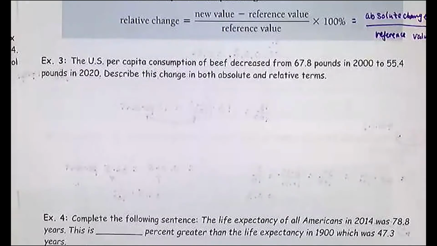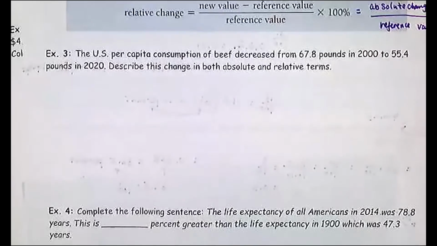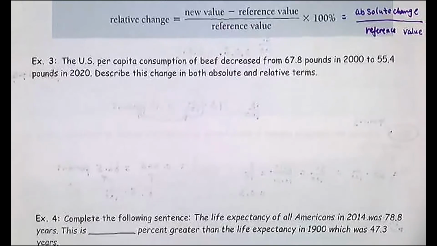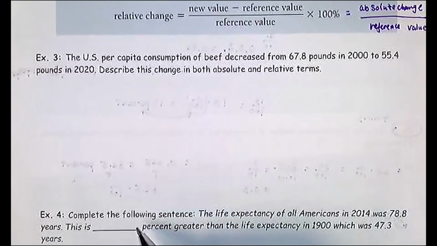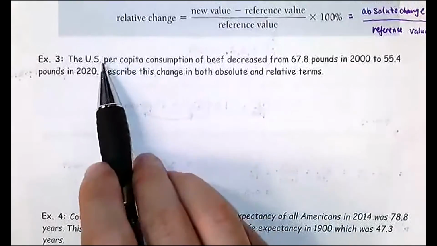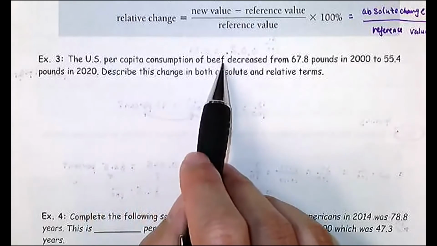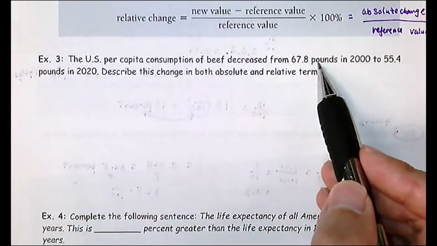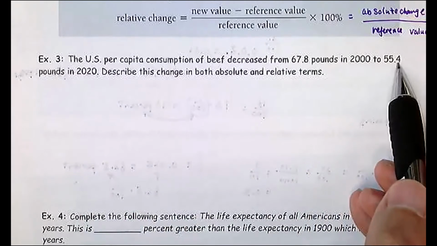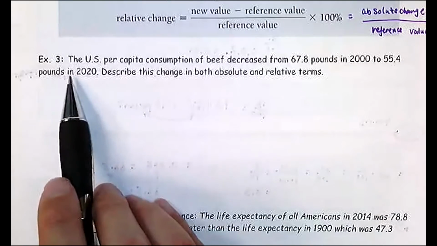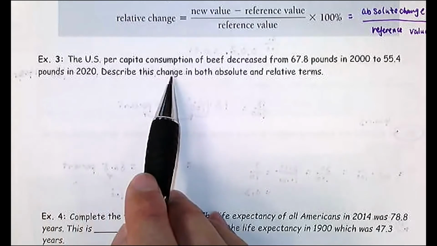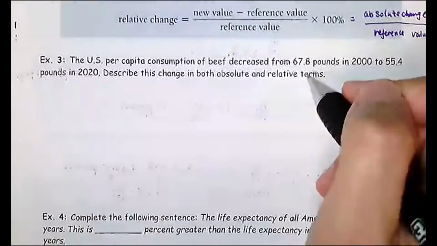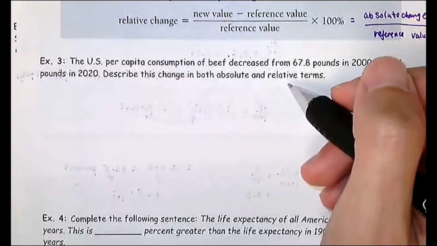So let's look at example 3 first. And after we do example 3, I will ask you guys to do example 4 by yourself. The US per capita consumption of beef decreased from 67.8 pounds in 2000 to 55.4 pounds in 2020. Describe this change in absolute and relative terms. Before we solve this question, we should be clear with every concept here.